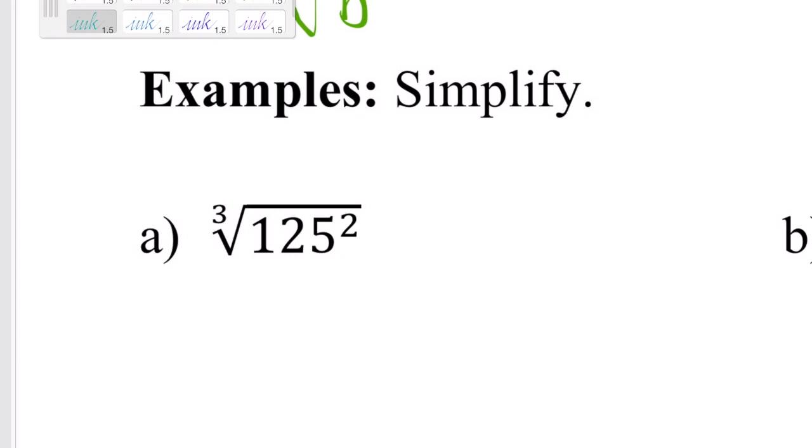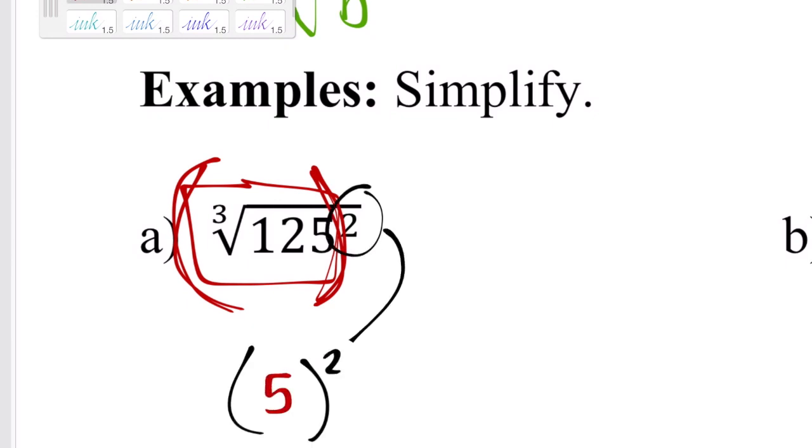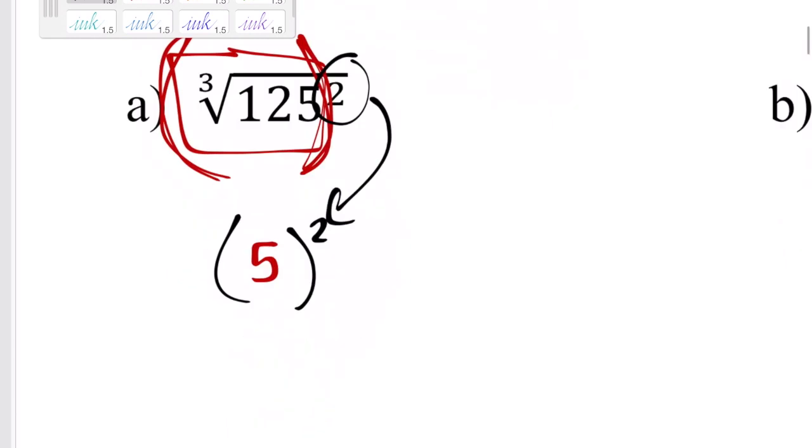Whenever I look at this, the first thing I notice is the cubed root and the 125, because I know the cubed root of 125. So I'm going to kind of put this in parentheses and have the 2 on the outside. And so the cubed root of 125 is 5. And I'm squaring that with that 2 that I set to the side. And 5 squared gives me 25.